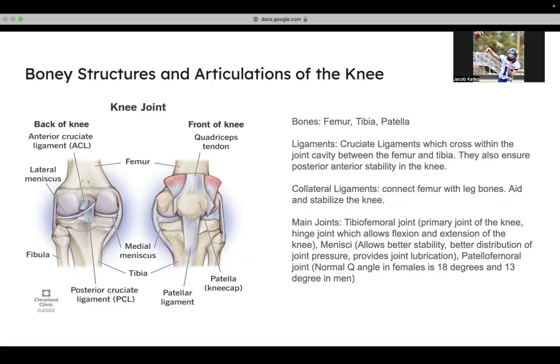And then the main joints of the knee include the tibiofemoral joint, which is the primary joint of the knee. It is a hinge joint, which allows flexion and extension of the knee. The menisci allow better stability, better distribution of joint pressure, and provide joint lubrication. And lastly, the patellofemoral joint, which is in relation with the Q angle. A normal Q angle in females is 18 degrees and 13 degrees in men.